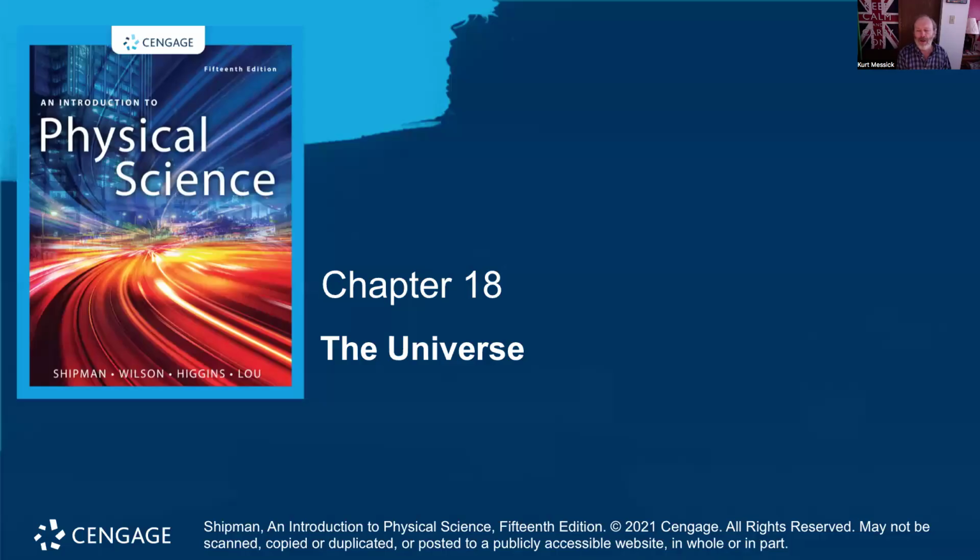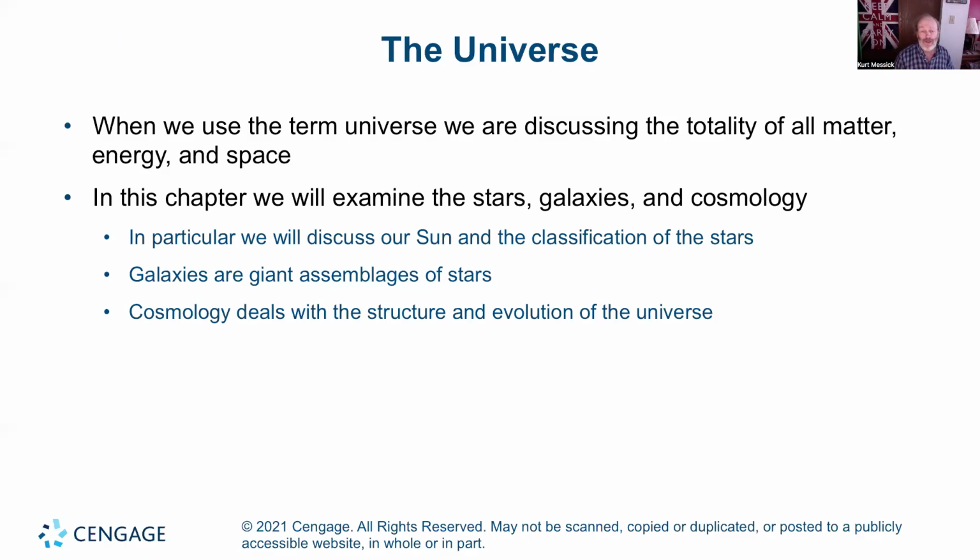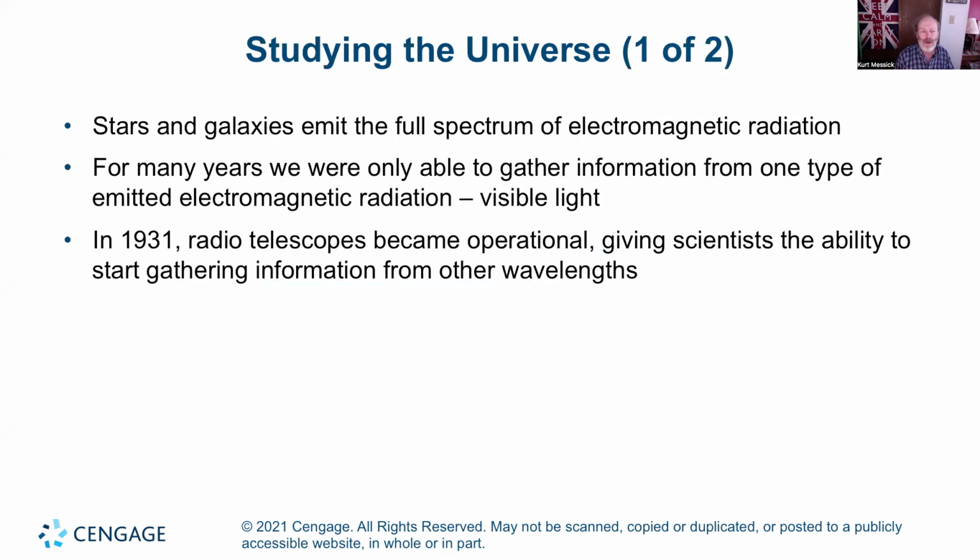So let's go to our slideshow. And we're going to look at the universe in general. We've already talked about the solar system and moons and asteroids and comets and planets. We didn't talk about the sun too much, so we'll talk about that a little bit more here because the sun is a star and stars make up galaxies. Galaxies and stars are the key components in the universe, as this slide will talk about.